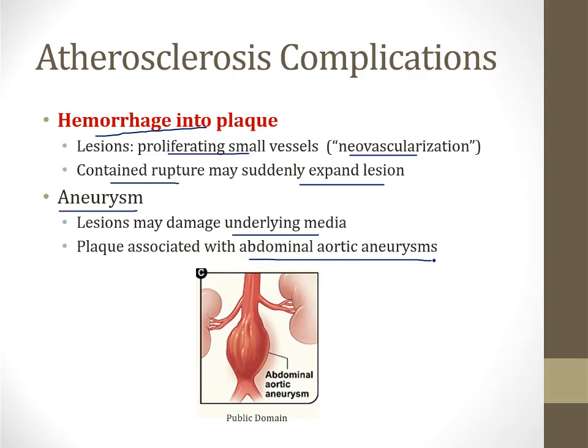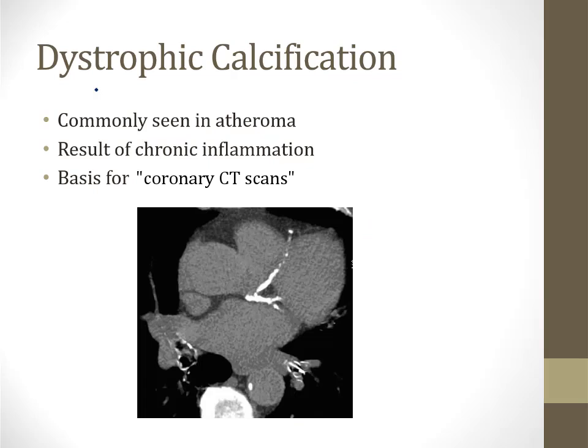It's a big vessel, so plaque doesn't lead to ischemia, but it often leads to aneurysms. Because atherosclerosis is a chronic inflammatory process, it can lead to dystrophic calcification. I talk about dystrophic calcification in the video on pathologic calcification, but it's commonly the result of chronic inflammation, and this includes atherosclerosis. So people who have atheromas often develop calcification within the atheroma from chronic inflammation, and this is the basis of taking CAT scans to diagnose coronary artery disease.